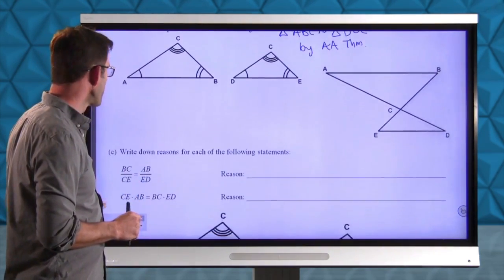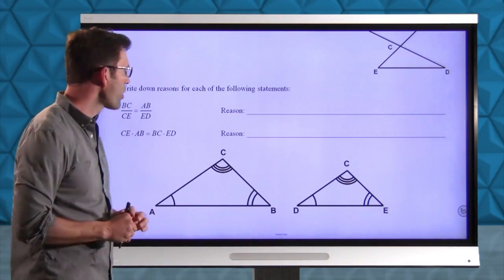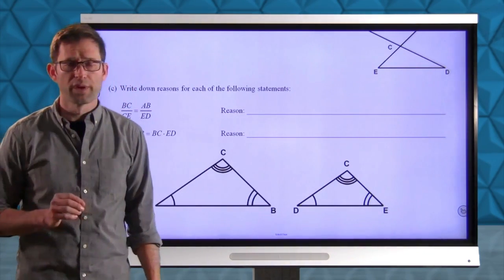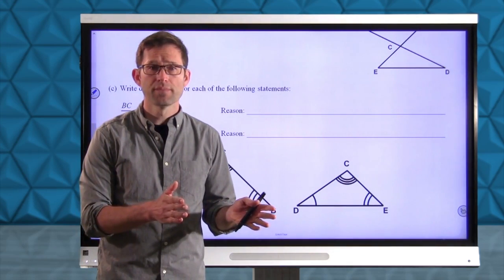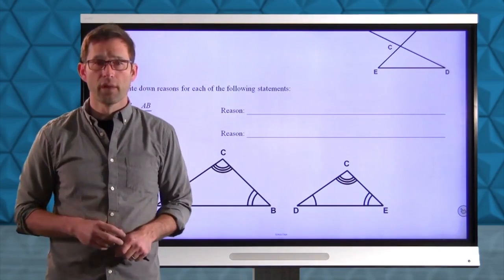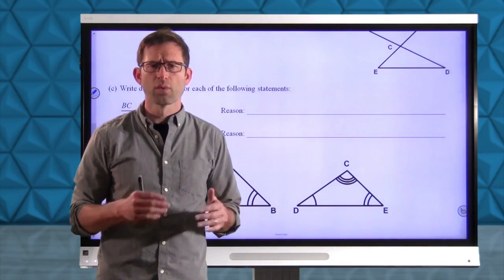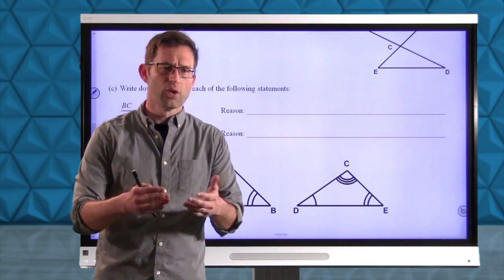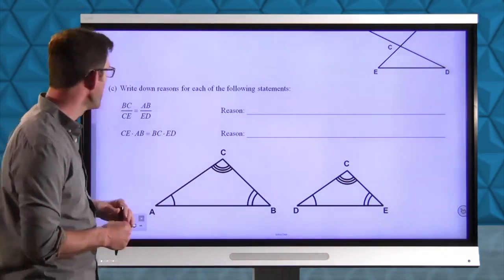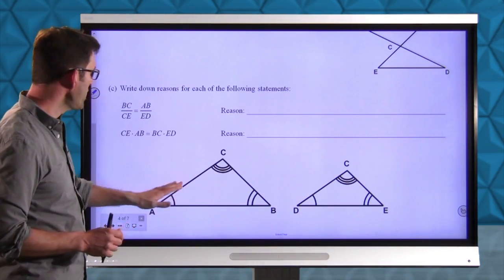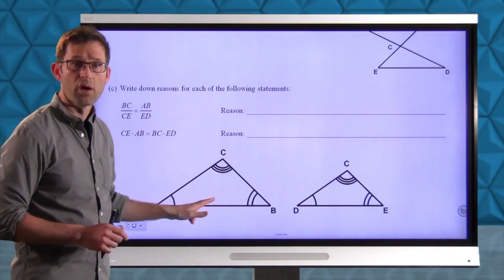Now, the last part of the problem is a mini proof, and it's one of those proofs where I've given you the statements, and I ask that you fill in the reasons. So let's actually take a look at this together. Then the next one we'll talk about and let you work on some on your own. But remember, at this point, I know that these two triangles are similar.